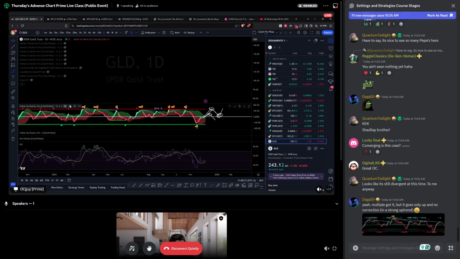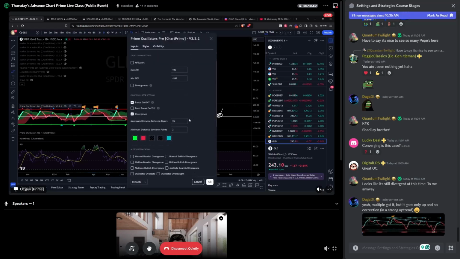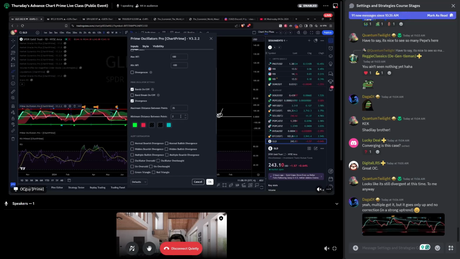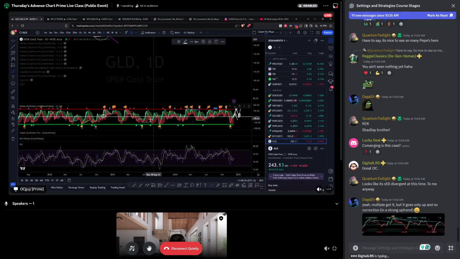And then you just go back in here and change it. Minimum distance between points, that's 2, right? That gives you tiny itty bitty divergences. Let me try to find one, there we go. A 2-candle divergence, right? To be honest, this is not something I'm going to be looking at. This divergence is too small, and the result is not giving me anything of value. That's for me. For you, it might be a different case.